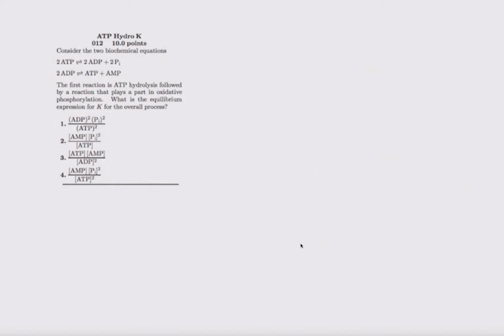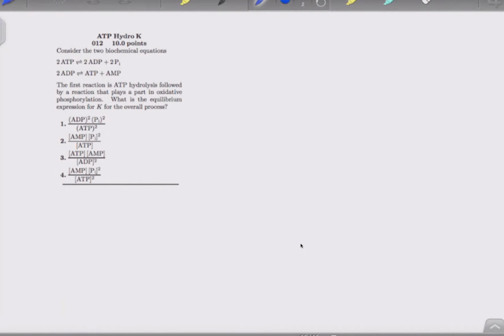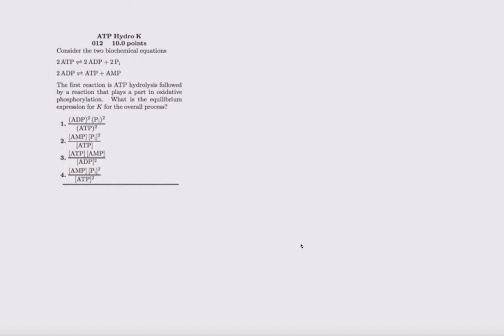What is the equilibrium expression for this set of reactions if we consider it as one reaction in 2 steps? Well, if we add the 2 reactions together and eliminate the things that appear on either side, we can eliminate the 2 ADP because that's a product of one and a reactant of the other. We eliminate one of the ATPs on the left and one of the ATPs on the right, which means the overall reaction is ATP produces AMP plus 2 Pi.